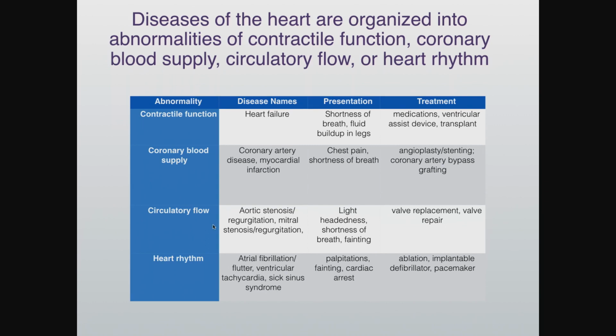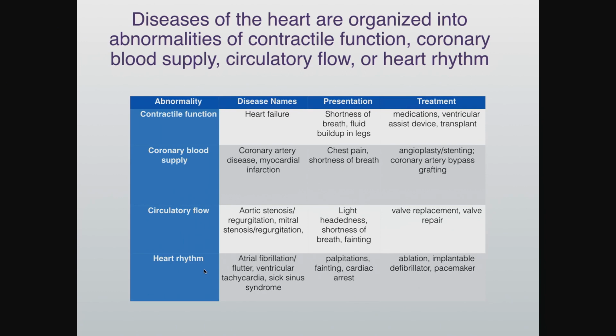And then the flow of blood has to be one way. So abnormalities of flow of the blood through valves is valvular disease, and you can have either too tight valves, that's called stenosis, or you can have leaky valves, that's called regurgitation. That shows up as lightheadedness, shortness of breath, fainting, and then you have to fix those valves.